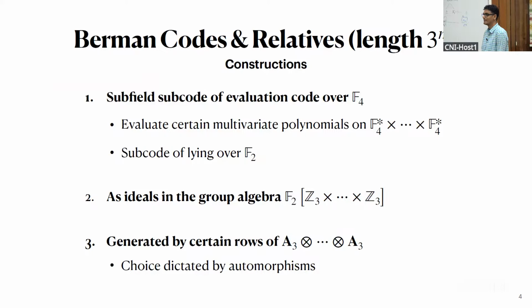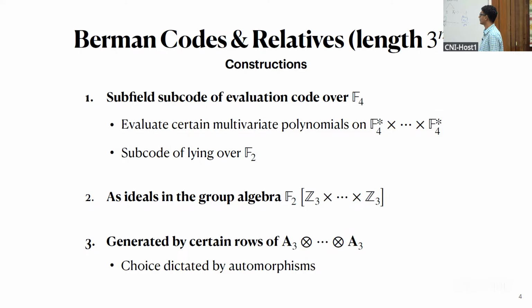So very similar in spirit to what Arvind was talking about just before my talk, and also what Alexander Barg's first talk today morning. These are like 3 different constructions of these codes. So there is an algebraic construction as evaluation of multivariate polynomials over a torus. And then these are polynomials over F4, so you take a subfield subcode so that you get binary codes. You can also think of them as ideals in a ring.